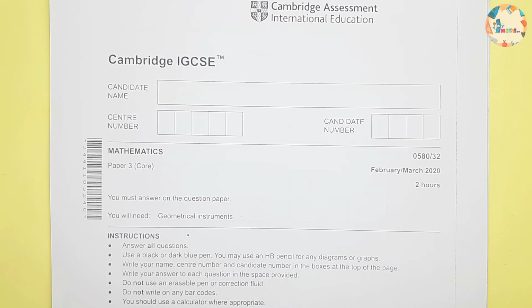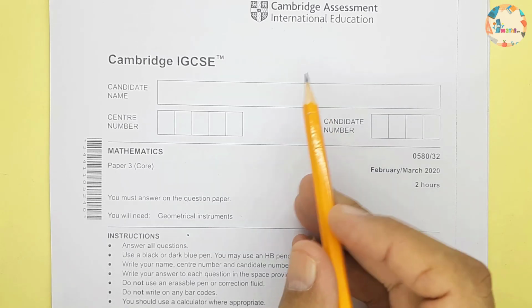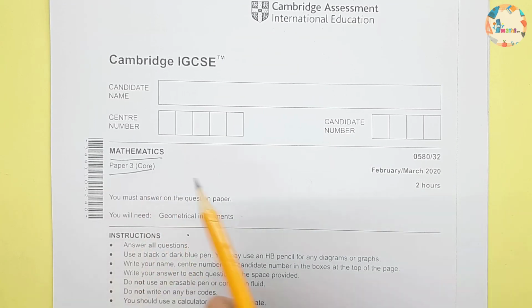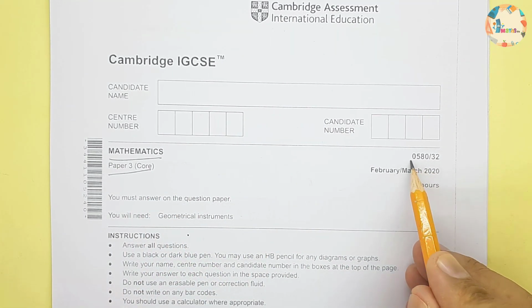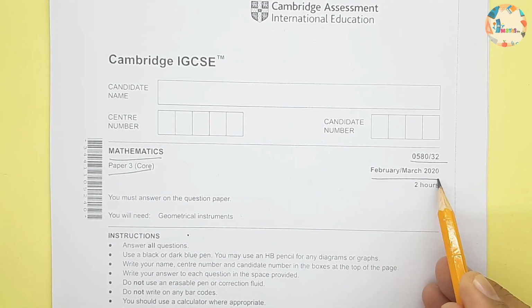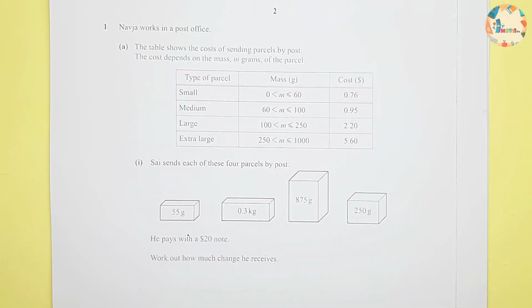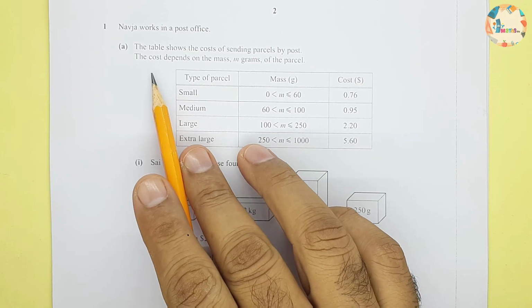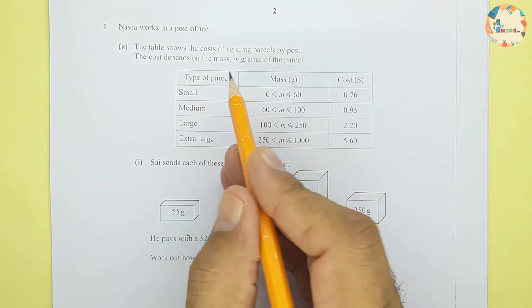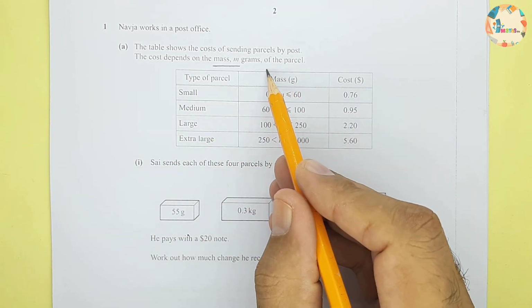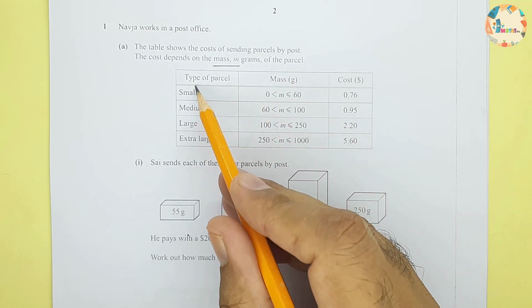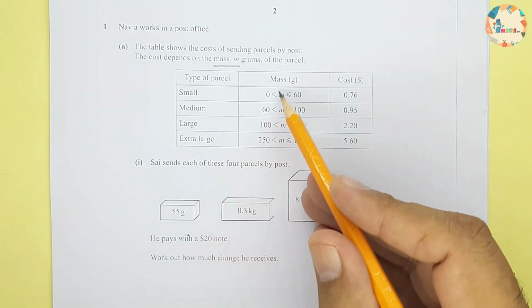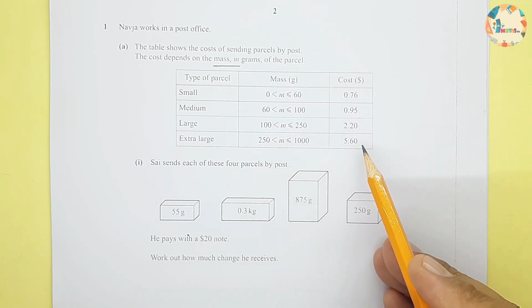Hello guys, today we'll be going through Cambridge IGCSE Mathematics Paper Core 3, 058032, Feb March 2020. Question number 1. Navja works in a post office. The table shows the cost of sending parcels by post. The cost depends on the mass, M in grams, of the parcel. So small, medium, large and X large, they have given the range and the cost also.